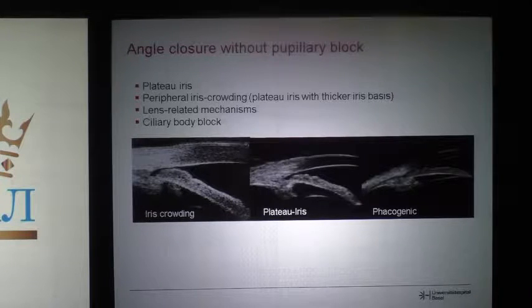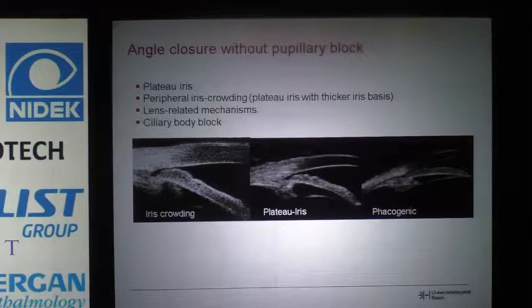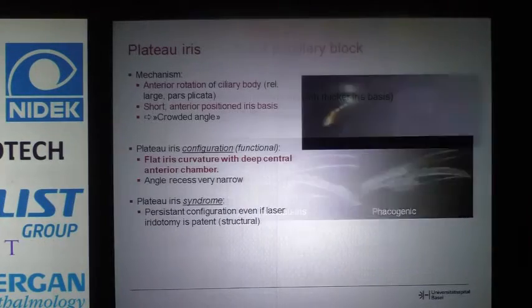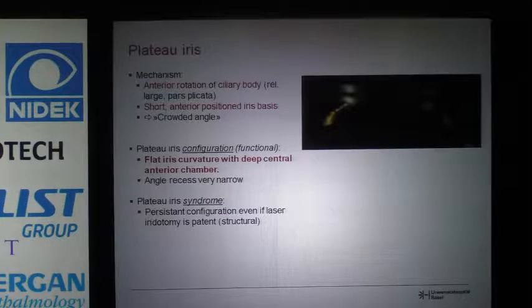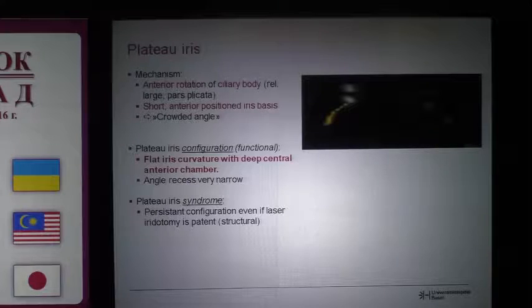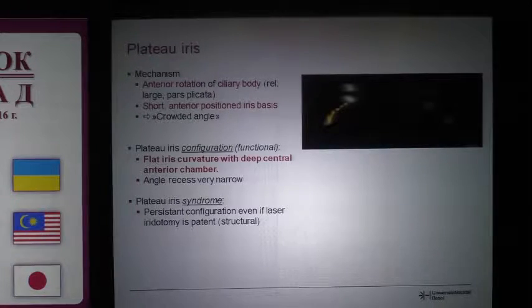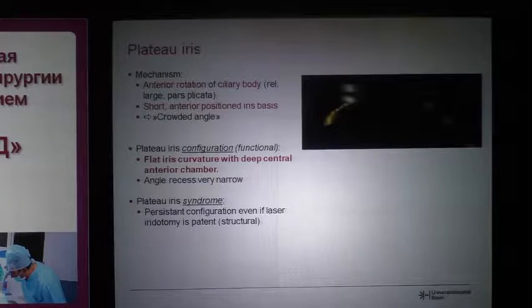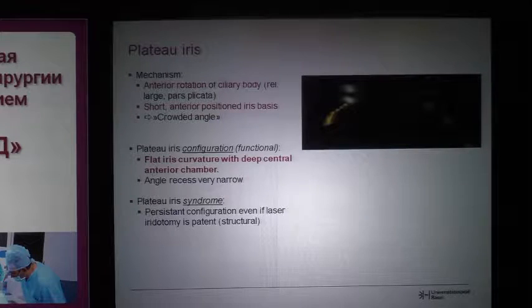Those without the pupillary block can be a crowding of the iris, as seen on your left side, plateau iris, or lens-induced. Plateau iris is basically an anomaly of the ciliary body, which is anteriorly rotated, and there's a short, anteriorly positioned iris base, which leads to a crowded angle. We can distinguish between a configuration, which is a functional type of plateau iris.